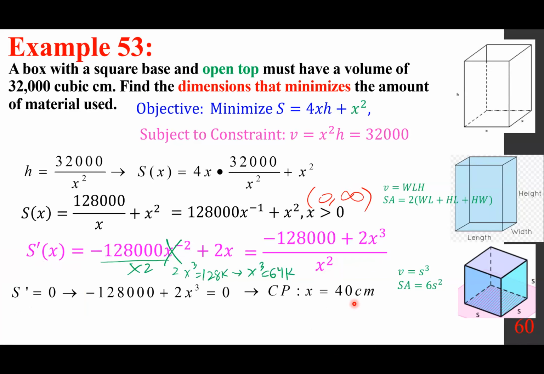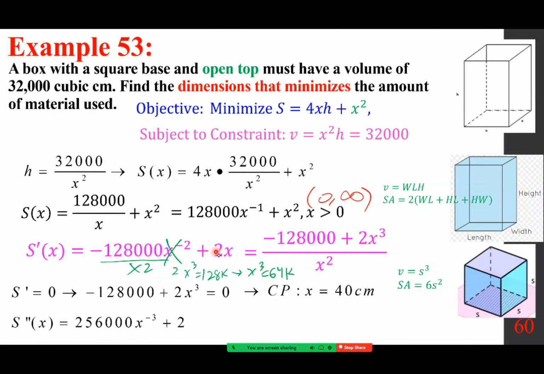So to prove that, again, we go with the second derivative test. So here's S prime here. The product of these two is positive 256,000 x to the power minus 3 plus 2. You have to plug this in. I hope you realize if you plug in, you get 256,000 over 40 cubed, which is positive, plus 2 is even more positive. And it makes it concave up. Concave up means minimum. So minimum occurs when x is 40.